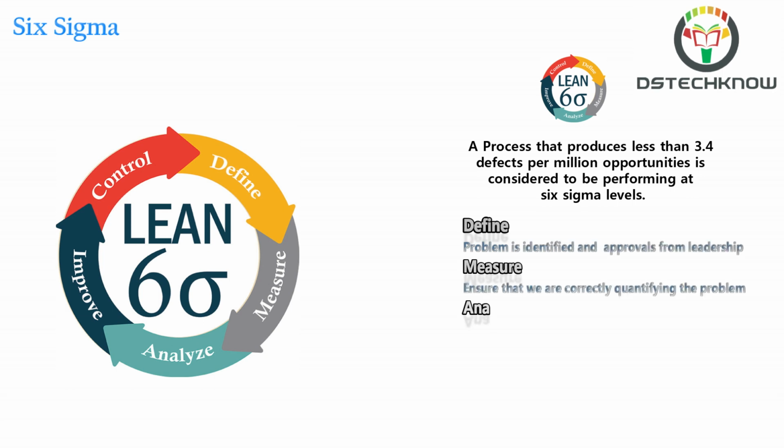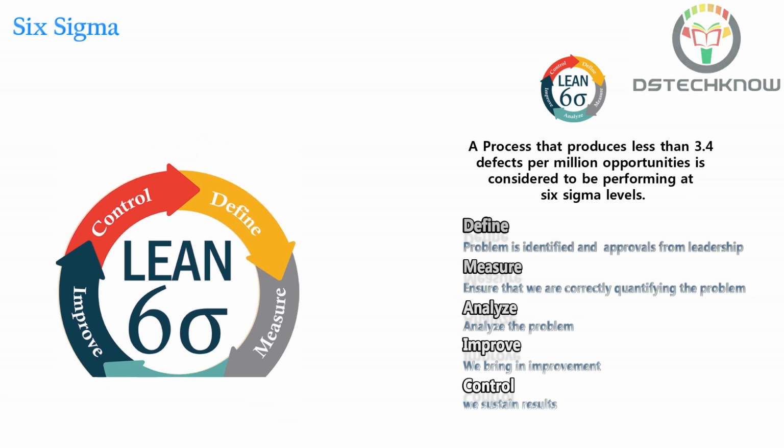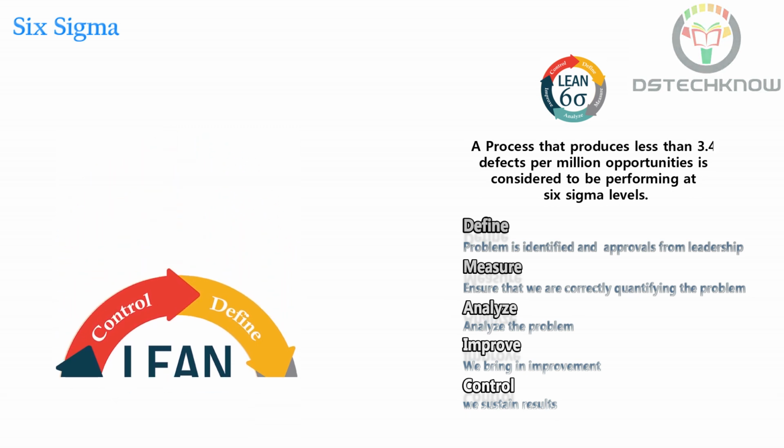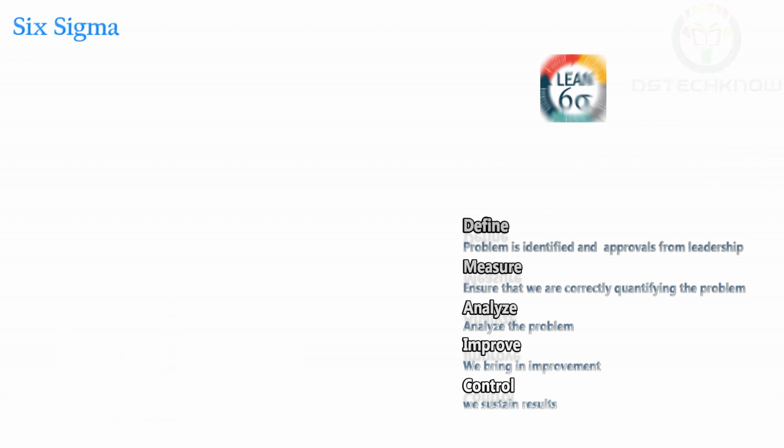In the Define phase, we make sure that the problem is identified and we have all approvals from leadership teams. M stands for Measure. Here we ensure that we are correctly quantifying the problem. A stands for Analyze. As the name suggests, here we analyze the problem. Improve is the phase where we actually bring in the improvements by creating action plans and driving the improvement. Control is where, of all that we've done in the first 4 phases and the improvements that we've brought in, we try and sustain those results.